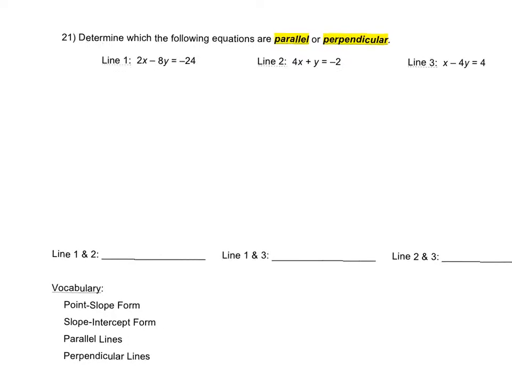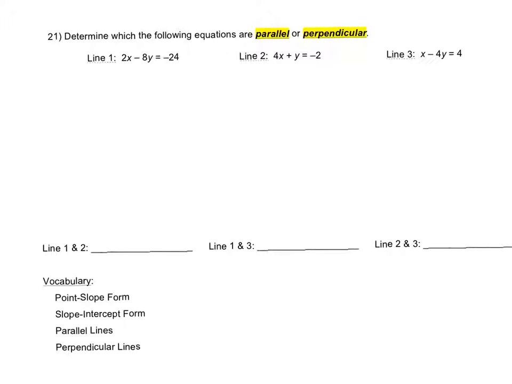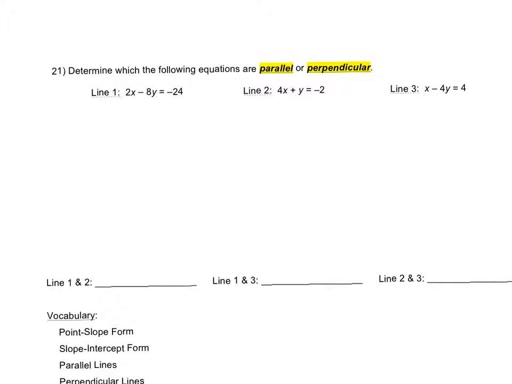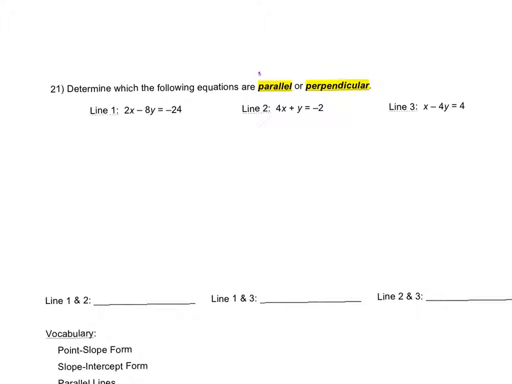Determine which of the following equations are parallel or perpendicular. They're only asking me which of these 3 lines are parallel to each other and which are perpendicular. So the only thing I need to look at is the slope of all of their lines. I know that parallel lines have the same rate. Same slope, same rate. Those are synonyms. Equal slope.